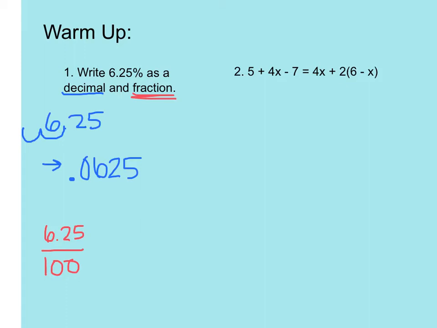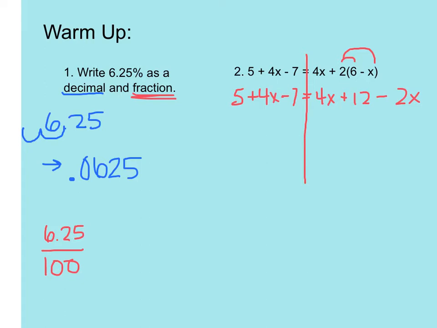Moving on to problem number 2, we have to solve for the variable from our algebraic equation. Our first step is going to be to use the distributive property to get rid of parentheses. So we can copy our problem and then distribute as we go. So we have 5 plus 4x minus 7 equals 4x plus 12 minus 2x. Note, I didn't drop my negative.